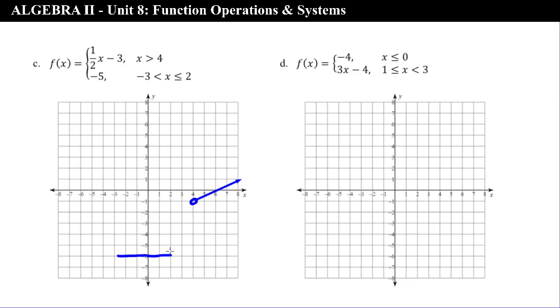Now we are including the 2 on this end, so we put our dot here, and then we put our open dot on the other end where we're not including it.